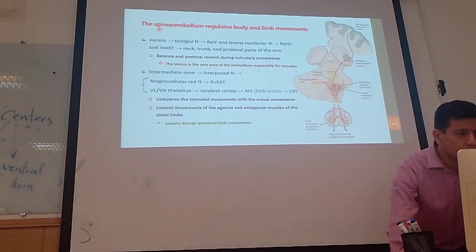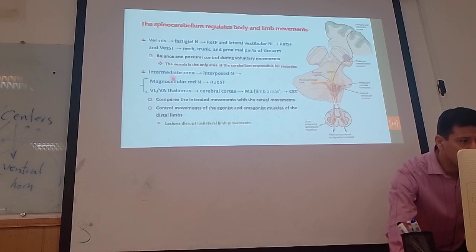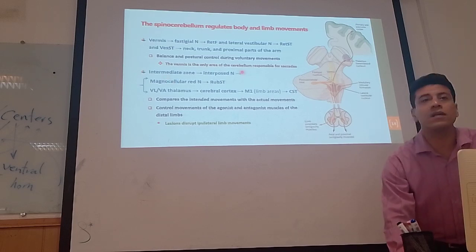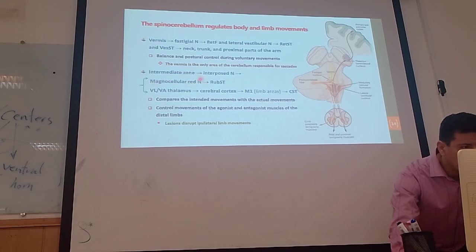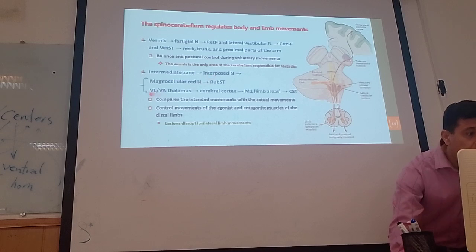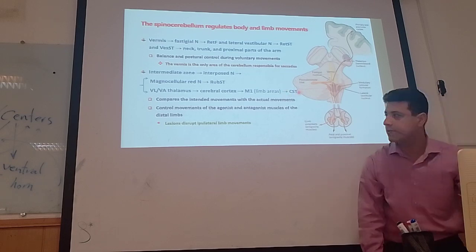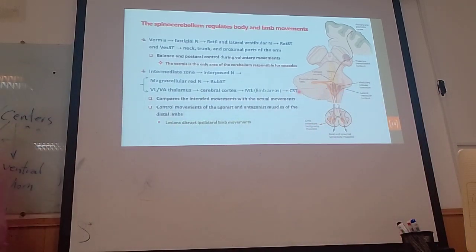So, intermediate zone in the spinocerebellum, connected with the interposed nuclei. Remember? So, from here, neurons go to different directions. Some of them go to the red nucleus, which is the origin of the rubrospinal tract. Some others go to the thalamus, ventrolateral, ventral anterior nuclei. From here, they go to the cerebral cortex, primary motor cortex, which is the origin of the corticospinal tract. So, cerebellum.